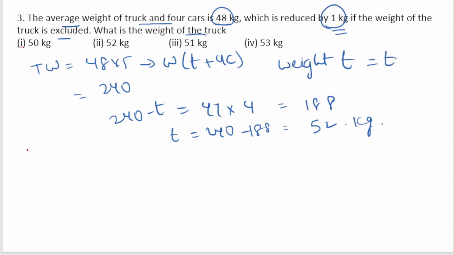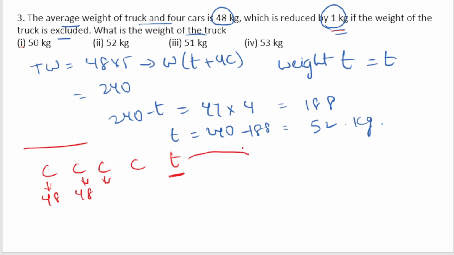Or we can do this in another method also. See here there are 4 cars and 1 truck. We will assume the weight of truck is T, and the average weight is 48 kgs. So every car and truck we will assume as 48 kgs. And the average is reduced by 1 kg if the weight of the truck is excluded. So when the truck exits the group, then the average weight is reduced by 1 kg. So 48 becomes 47 here.